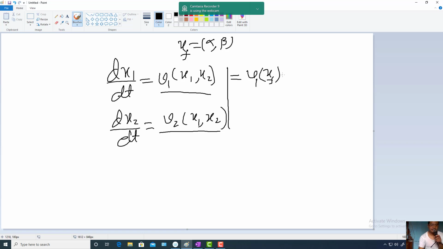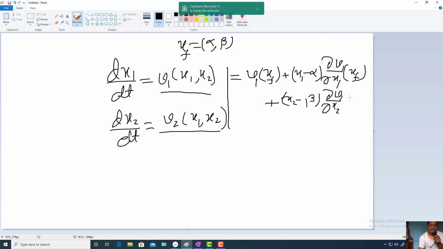According to the Taylor series theorem, this is v1(xf) plus (x1 minus alpha) times the partial derivative del v1 by del x1, where this derivative is evaluated at the fixed point xf, that is (alpha, beta). Then, at first order, plus (x2 minus beta) times del v1 by del x2, evaluated at the fixed point. Then the second degree term is also there, the third degree term is also there, it goes on. You neglect those second and third degree terms, and then you have this equality.